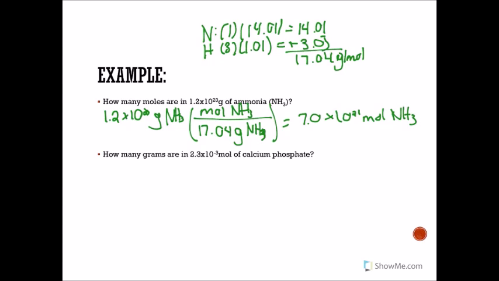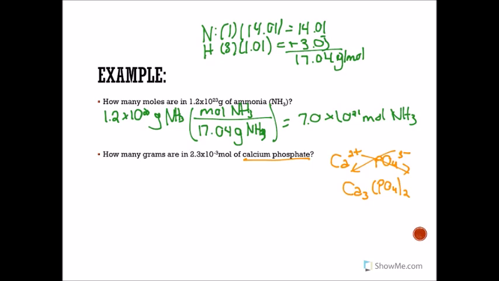This next example: how many grams are in 2.3 times 10 to the negative 3 moles of calcium phosphate? This question is a little bit harder. We need to remember back to last unit where we figured out the chemical formula based off the name. So we have calcium phosphate. We write out the charges and then swap and drop. PO4 3 minus is phosphate. We swap and drop those. We have Ca3(PO4)2.